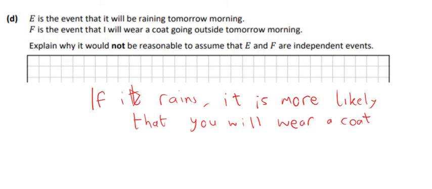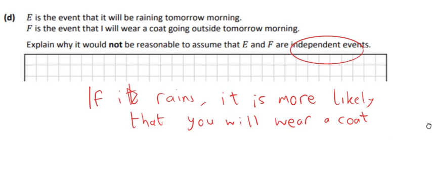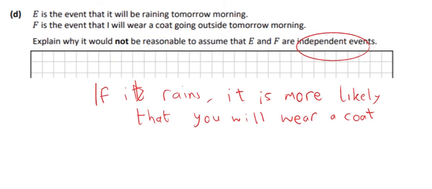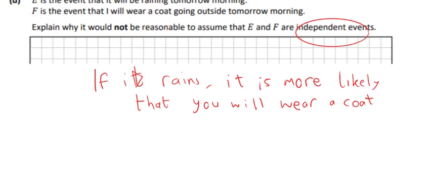You could say as well that whether or not it is raining is going to affect whether or not you wear a coat. So that's the opposite of independent then. So independent is when things are completely free from each other, or just one thing does not affect the other thing. So here the event E does affect the event F. So that's all.